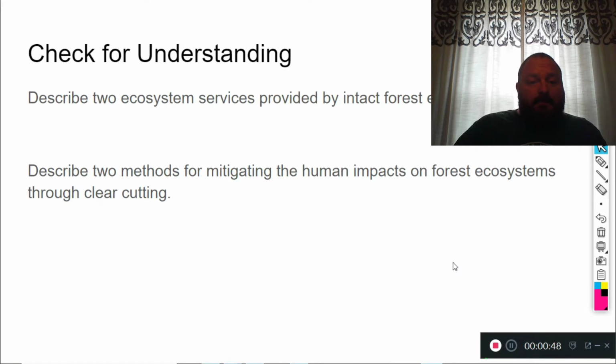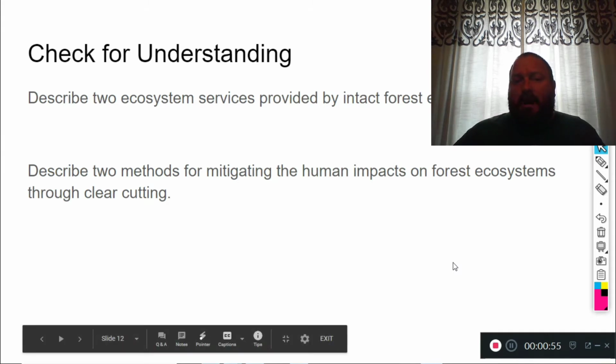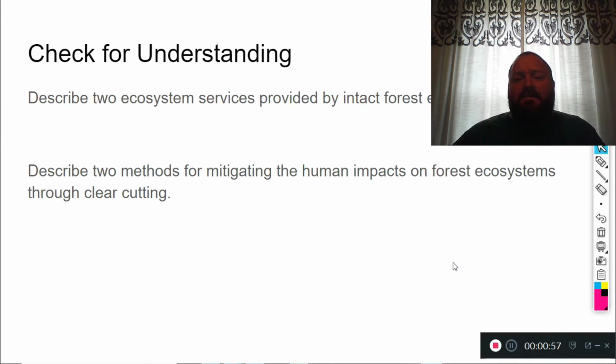So the second one: describe 2 methods for mitigating the human impacts on forest ecosystems from clear cutting. Again, you can go back and rewatch that video. That's just ways to lessen our impact on those forest ecosystems. Using alternatives to wood products, reducing the demand, using ecologically sustainable forestry techniques, selective cutting, certification programs where they're certifying that the trees were harvested sustainably, or replanting opportunities where we take an area that was deforested and we reforest it.